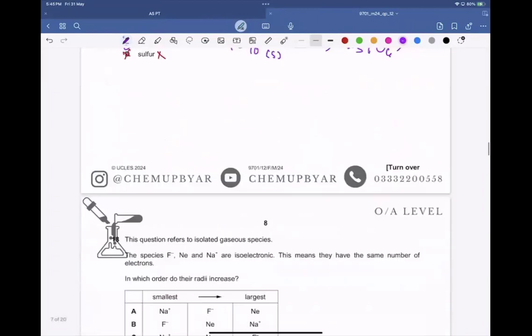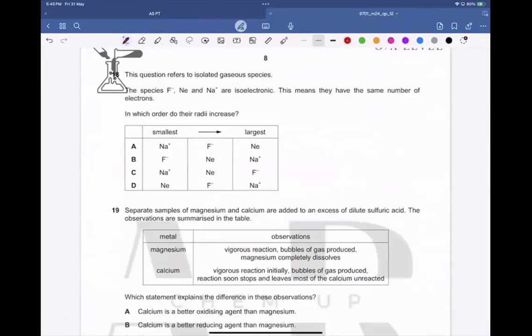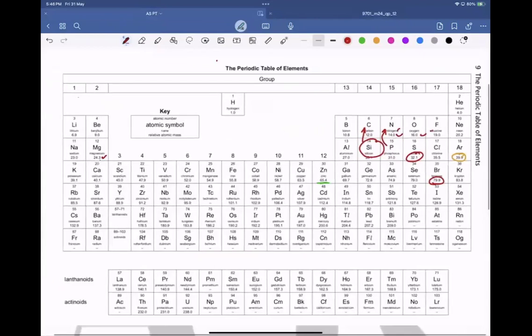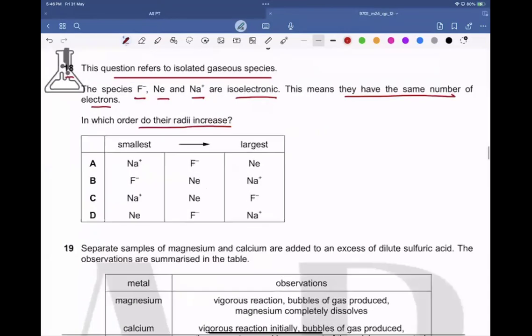Okay. Now question number 18. This equation refers to the isolated gaseous species. Okay. The species fluoride, neon, and sodium are isoelectronic. This means they have the same number of electrons. In which order do their radii increase? Okay. So if you look at the periodic table, fluoride, neon, and sodium.